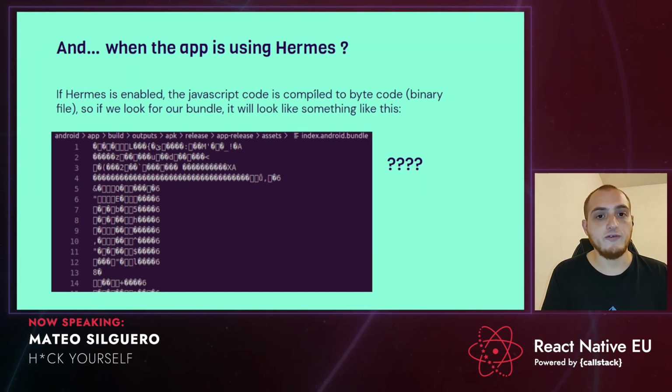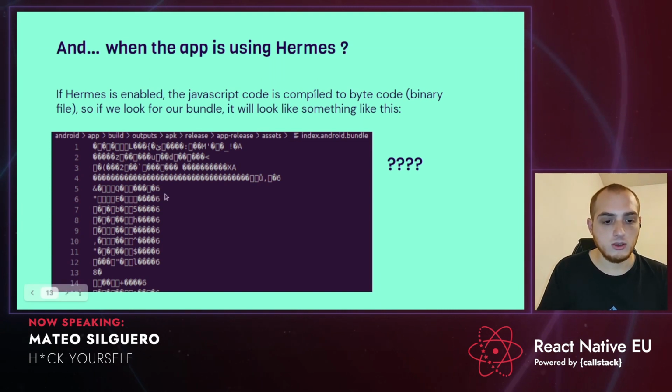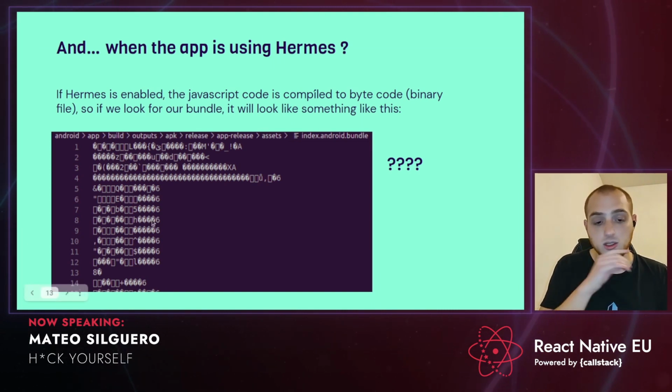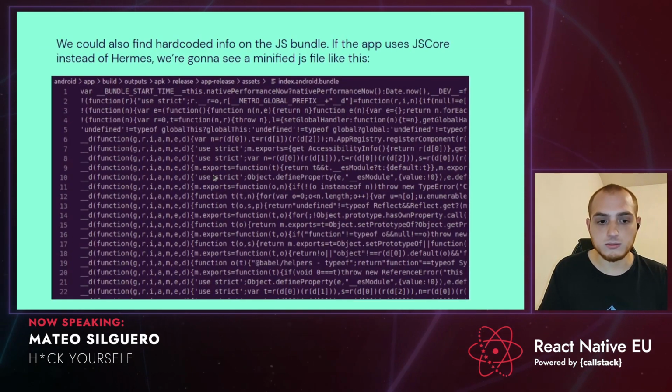But if Hermes is enabled, the JavaScript code is compiled to bytecode, I mean a binary file. So if we look at our bundle, it would look something like this. You can see that this is very different from the previous one.